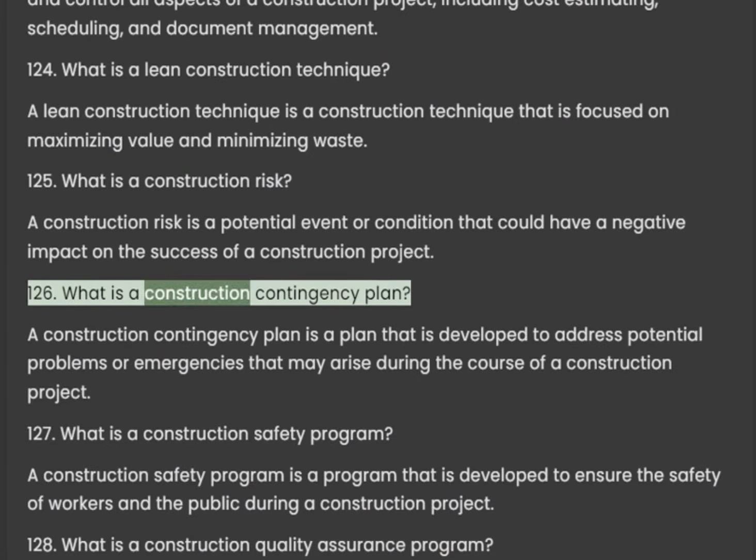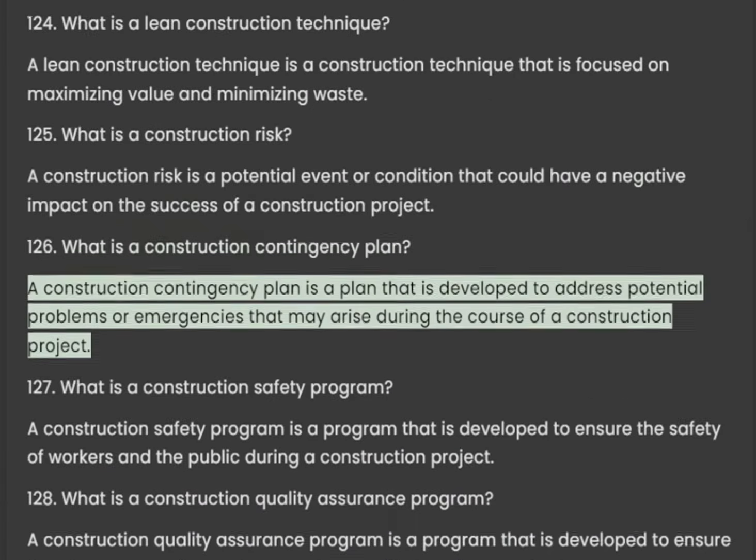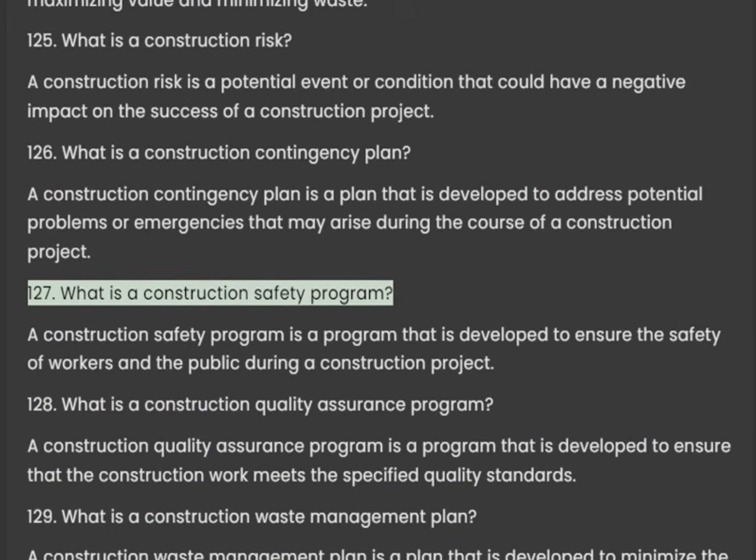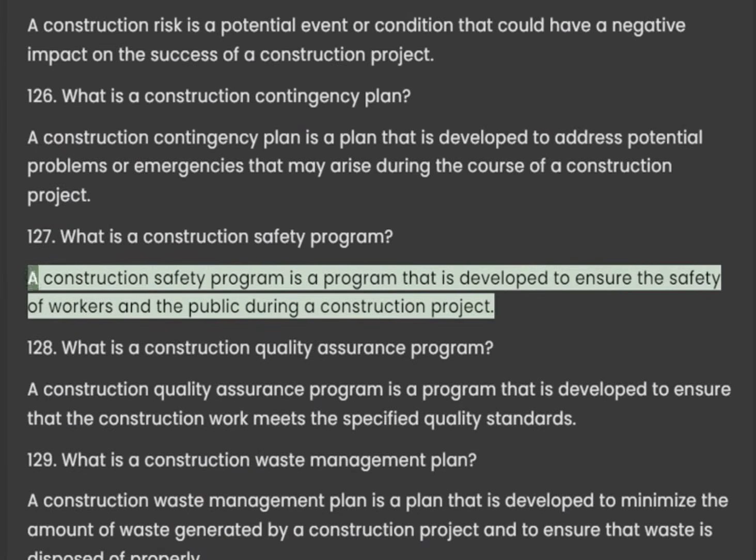126. What is a construction contingency plan? A construction contingency plan is a plan that is developed to address potential problems or emergencies that may arise during the course of a construction project. 127. What is a construction safety program? A construction safety program is a program that is developed to ensure the safety of workers and the public during a construction project.